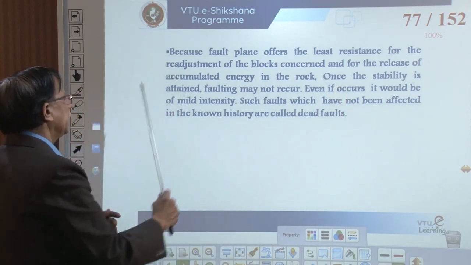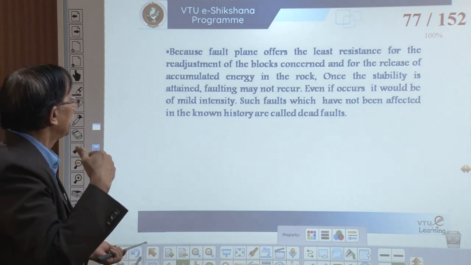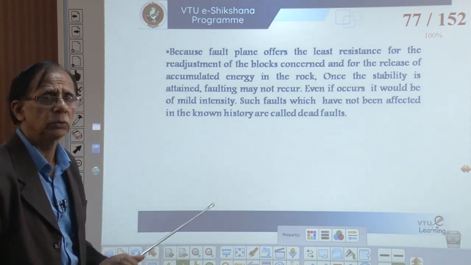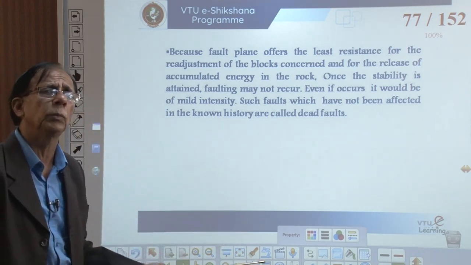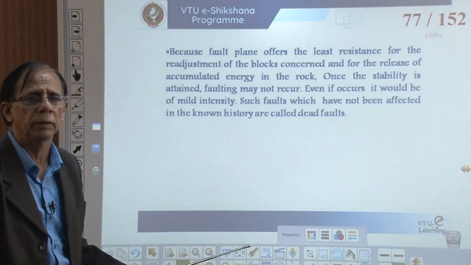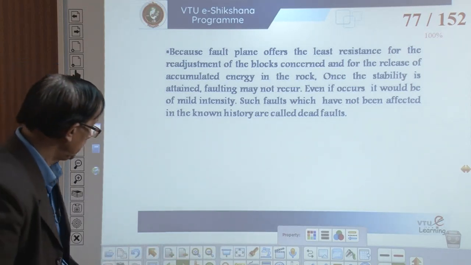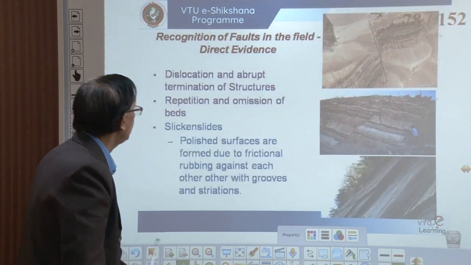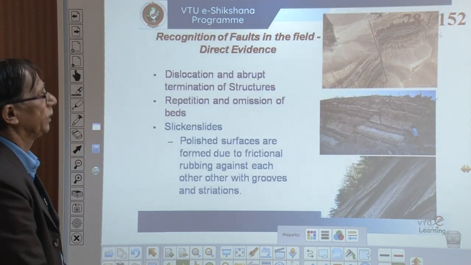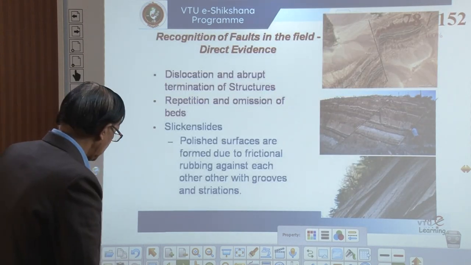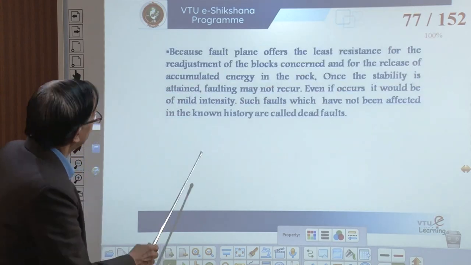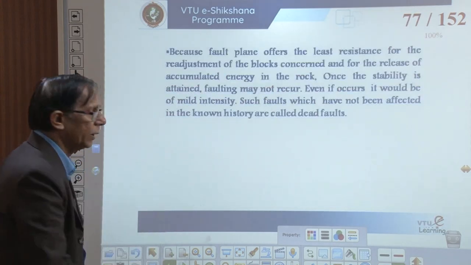Then it can be called a dead fault. No further movement. Once movement has taken place, there is no further movement. They have achieved that. In between, we have one more fault called a dormant fault. What is a dormant fault? I have not shown it here. Active fault is one, another is dormant.